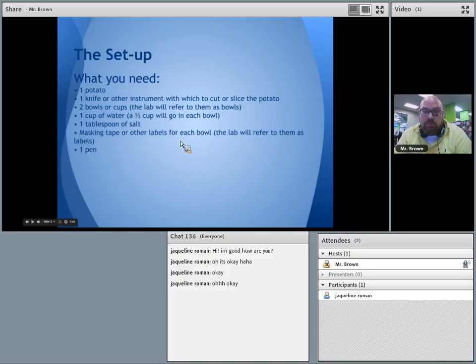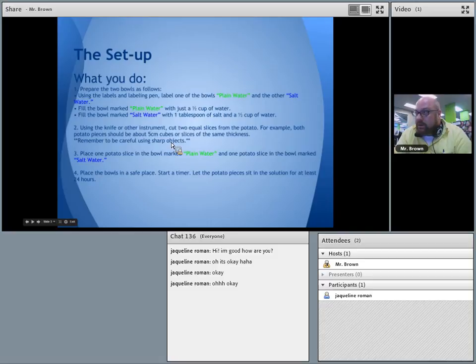Label your bowl or cup. Okay. So you mark a bowl with plain water, one with salt water. Put a half a cup of water in each. And then in just one of the bowls or cups, you're going to put the tablespoon of salt. Stir it up. So now you have fresh water, and now you have a saltwater solution. You're going to have 2 equal slices of potato, so cut towards the middle. Plunk one slice in the fresh water, another in the salt water.